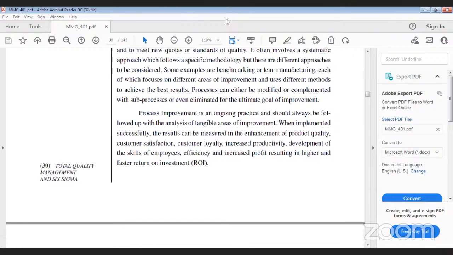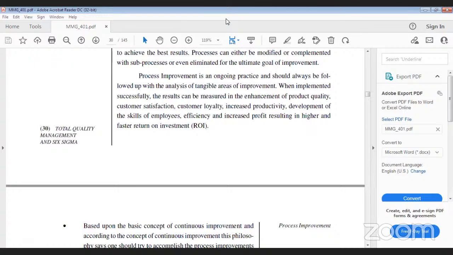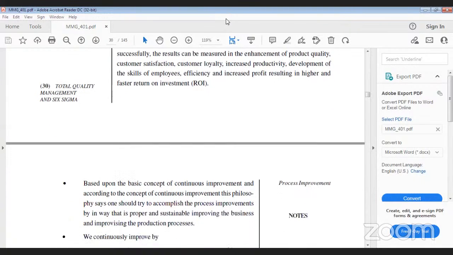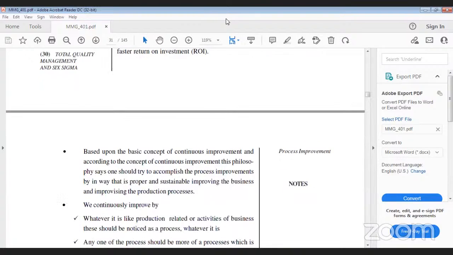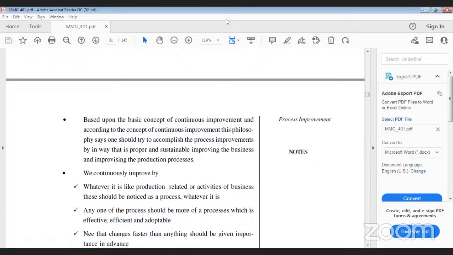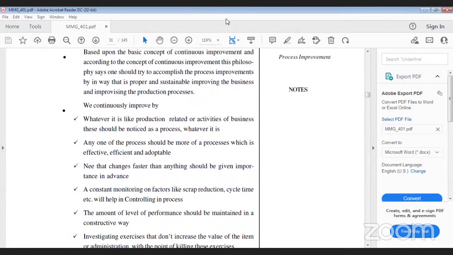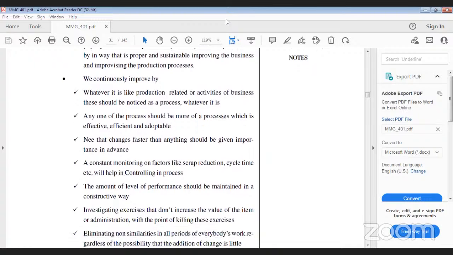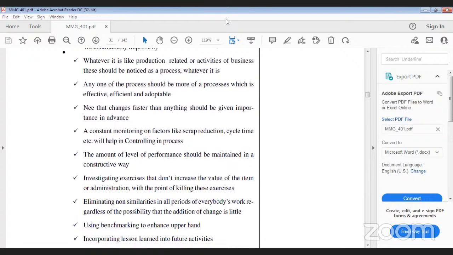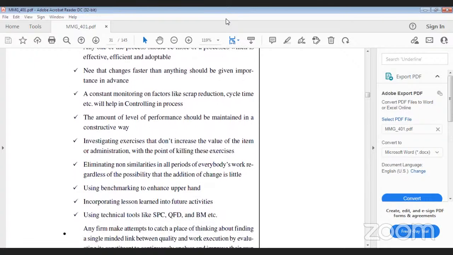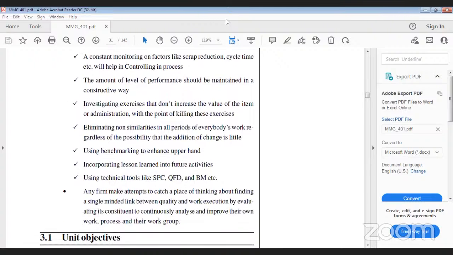So here you will find that process improvement is the proactive task of identifying. It is also based upon the basic concepts of continuous improvement. Then we continuously improve, whatever it is, like production. Then any one of the processes should be improved. Then constant monitoring of factors like scrap reduction, level of performance, investigating exercises, eliminating non-similarities using benchmarking. Then there is any form of attempt to find a single-minded link between quality and work execution also there.